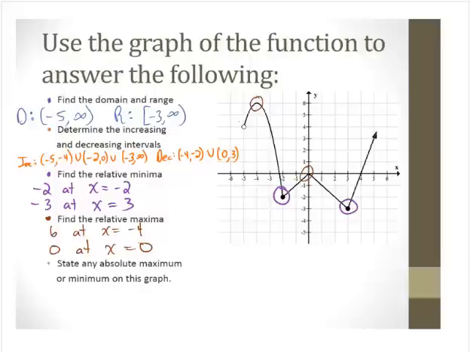Now, when we talk about an absolute minimum or maximum, that's over the entire graph. So not just nearby. Relative just means nearby. Absolute means over the entire graph. So is there an absolute maximum?